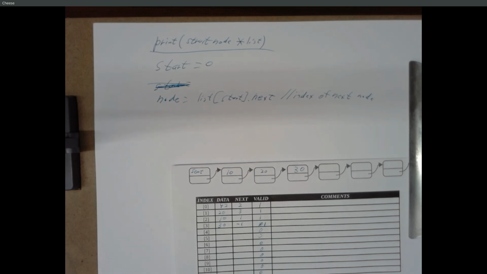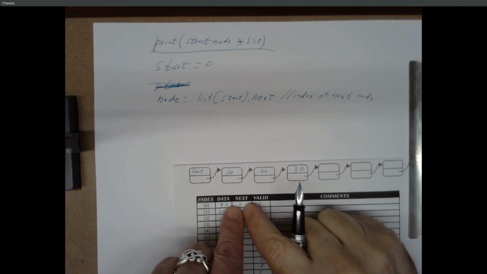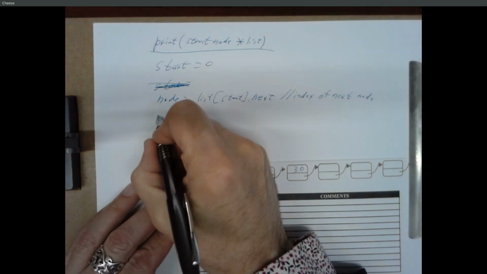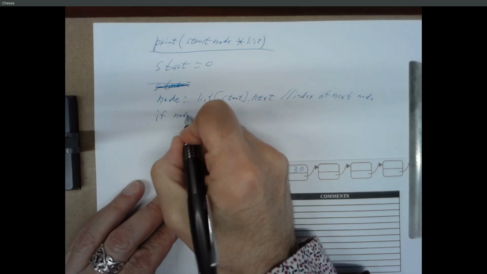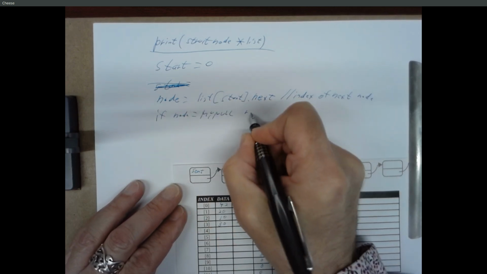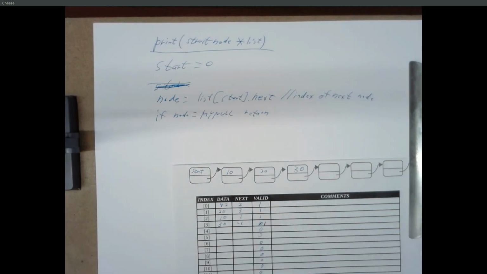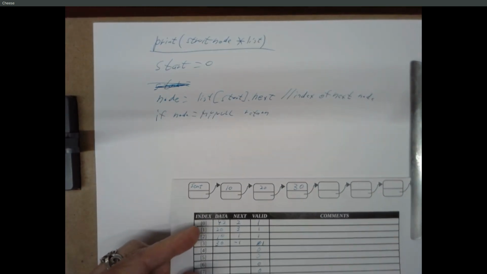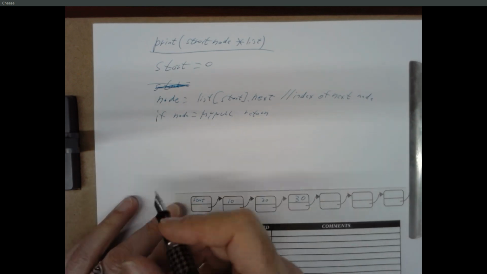It might be -1. If I have an empty list, this value right here, instead of a 2, it's going to be a -1. So I could say if node equals my null, let's just return, we're done. We've hit the end of the list. Otherwise, node is the index of the next node.